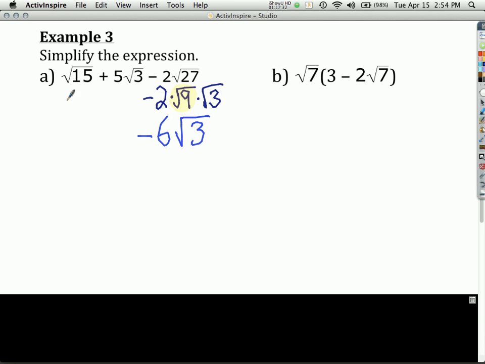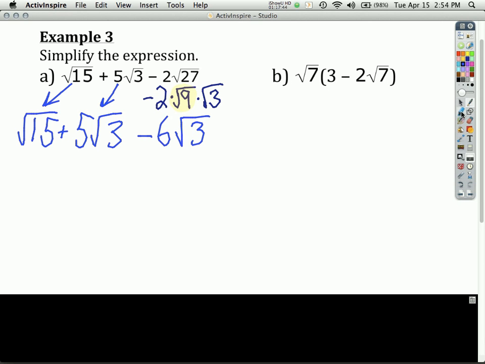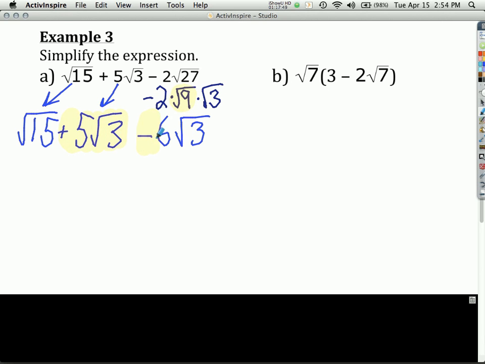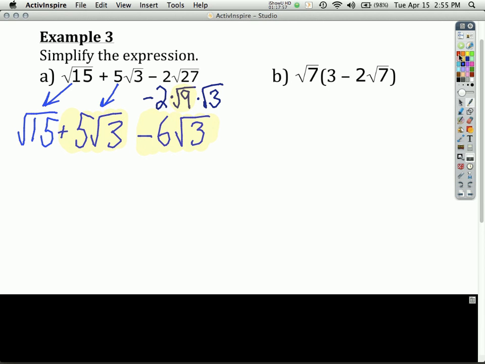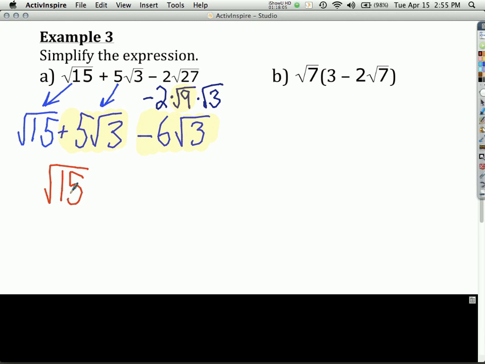Now bring down the rest. We have the radical 15 from here. And we have this we haven't used, plus 5 radical 3 minus 6 radical 3. Now we have some like terms. So we have positive 5 radical 3 and negative 6 radical 3. Those can now be added together just like we demonstrated a moment ago. The radical 15 can't be used just like we demonstrated a moment ago. So the radical 15 will just stay like it is.